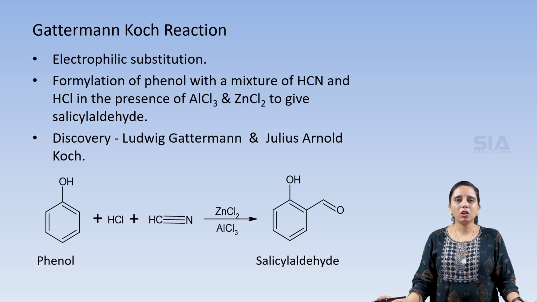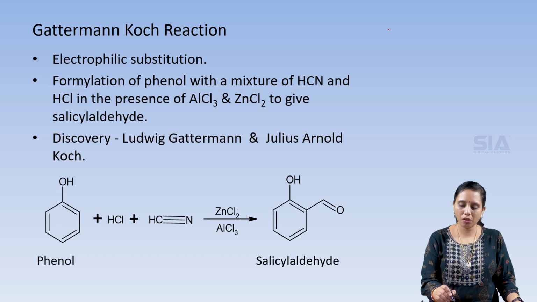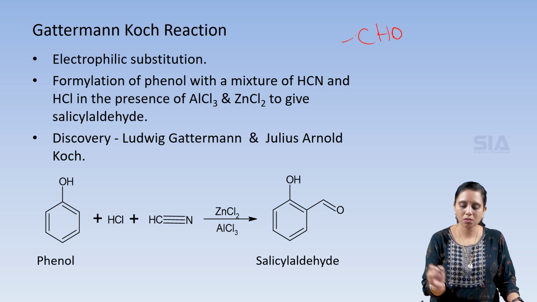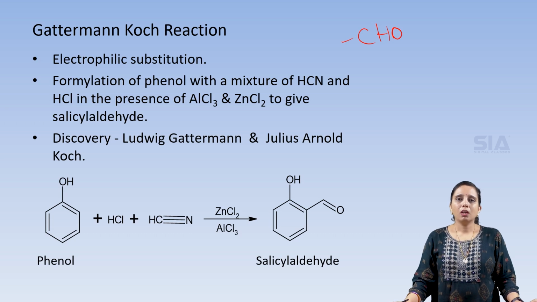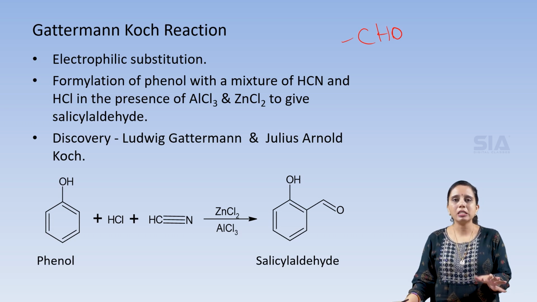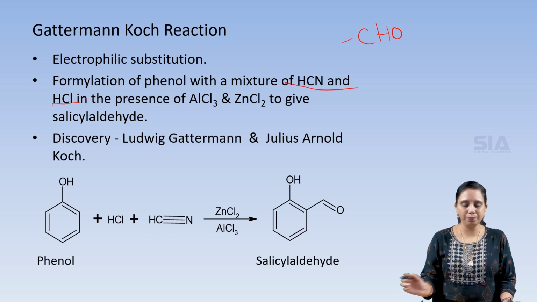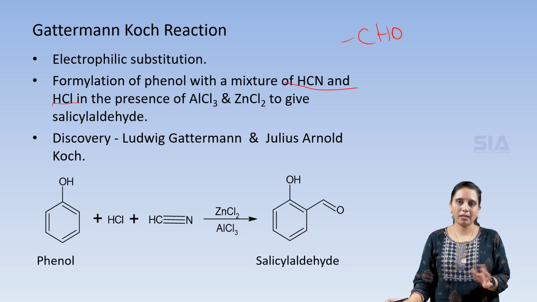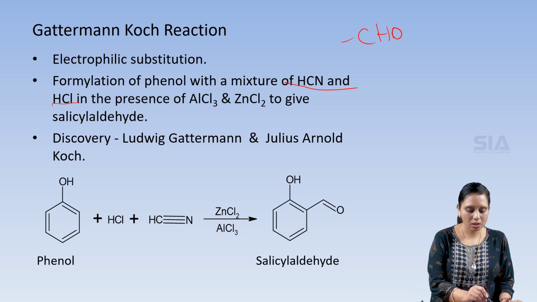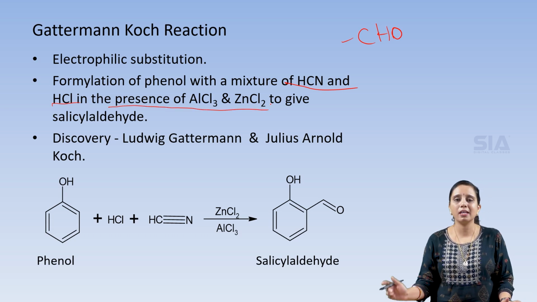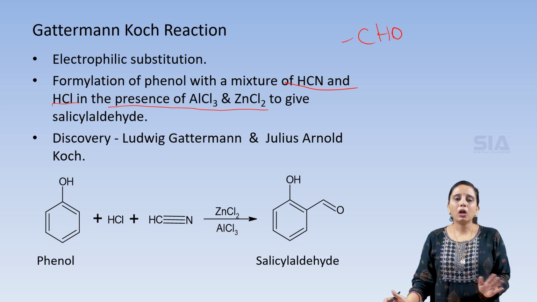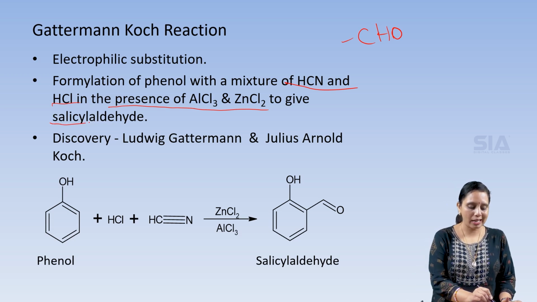Now we all know that phenols are aromatic alcohols and formylation is addition of a formyl group, like the CHO group. This is called formylation. So formylation here occurs with a mixture of CO and HCl, or hydrogen cyanide in the presence of HCl, in the presence of AlCl3 and ZnCl2, aluminum trichloride and zinc chloride, and the product which is formed is salicylaldehyde.